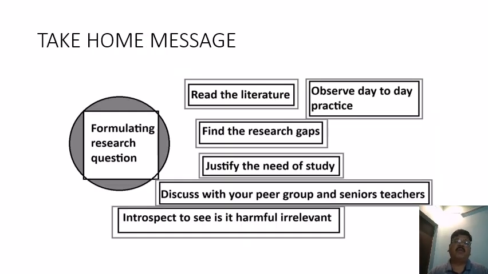Now the take-home message is on formulating the research question. Read the literature properly. Observe day-to-day practice, whether you are faculty or a senior resident, and if you find something new or interesting while doing work, note it. Then in the literature review, find the research gaps, justify the need of the study, and discuss with peer groups, seniors, and teachers. Another thing is to introspect whether this particular study is harmful or irrelevant. Irrelevant may not be harmful, but it is a wastage of your energy.